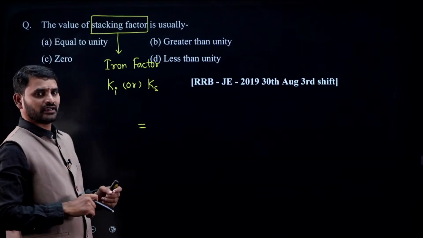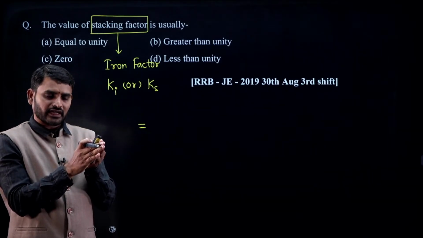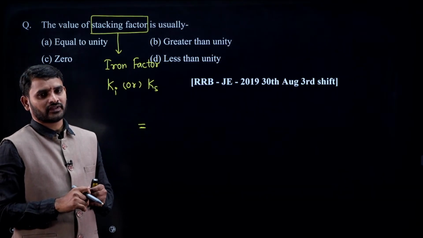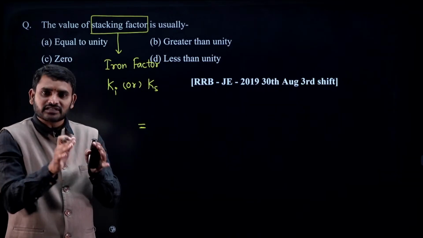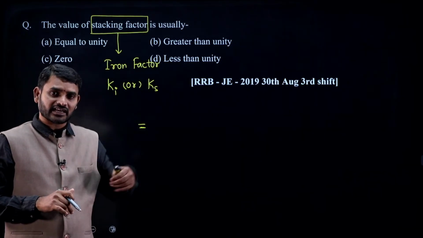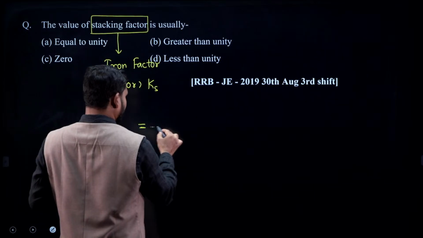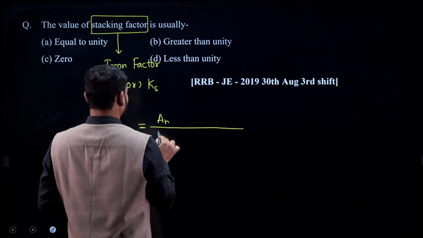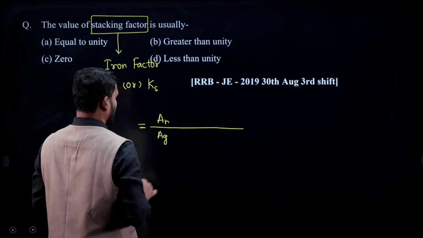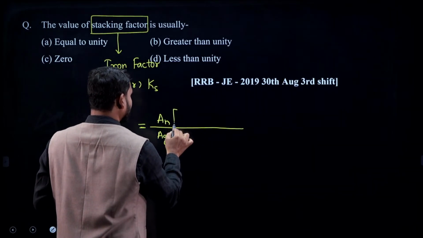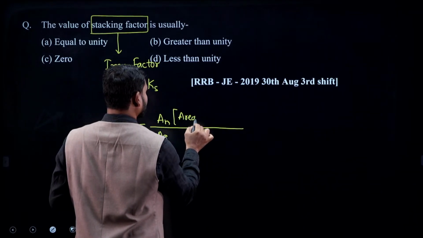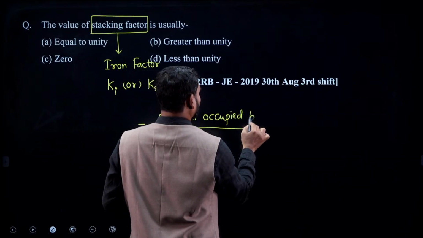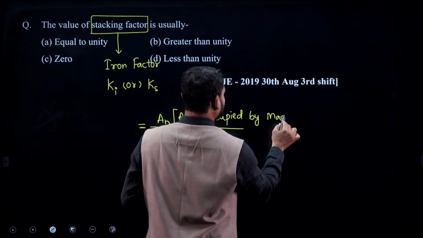As I said, we have a laminated core, and between each and every lamination we have insulating material also. So, the core is not 100% magnetic material, it is less than 100%. The stacking factor is defined as the ratio of net area of cross section to the gross area of cross section. What is net area of cross section? It is the area occupied by magnetic material.